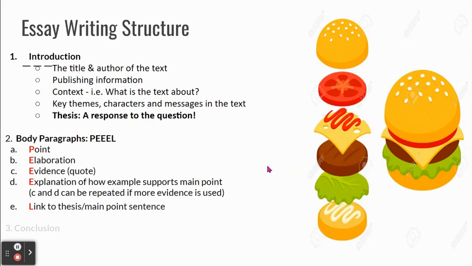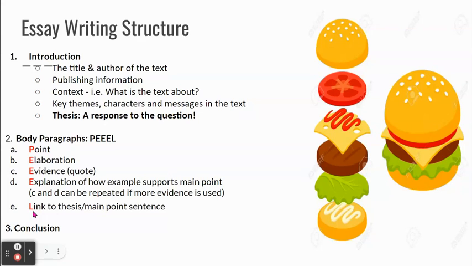In your body paragraphs, we're still following PEEL. Point, elaboration, your evidence, your explanation of that evidence, the quote that you use, and then linking to your main point sentence. Remember I said though, guys, if you've got 2 quotes per paragraph, which is what I want you to have, you'll put in your evidence, you'll explain the evidence, then you'll put in your second piece of evidence, and then you'll explain that piece of evidence, and then you will link.